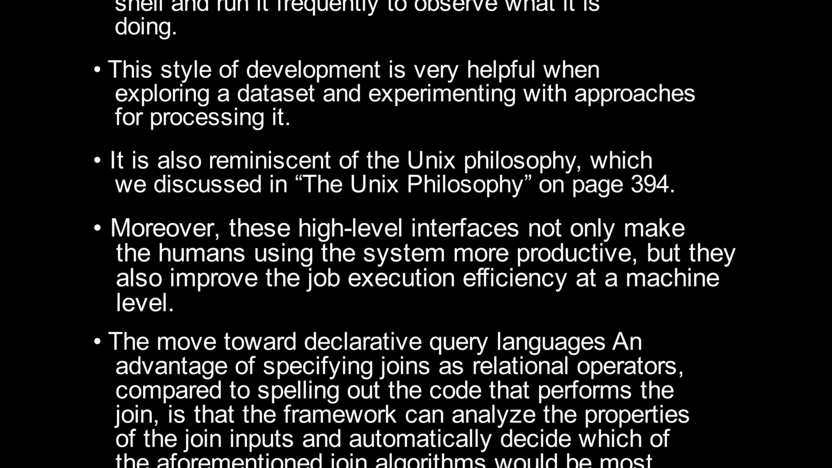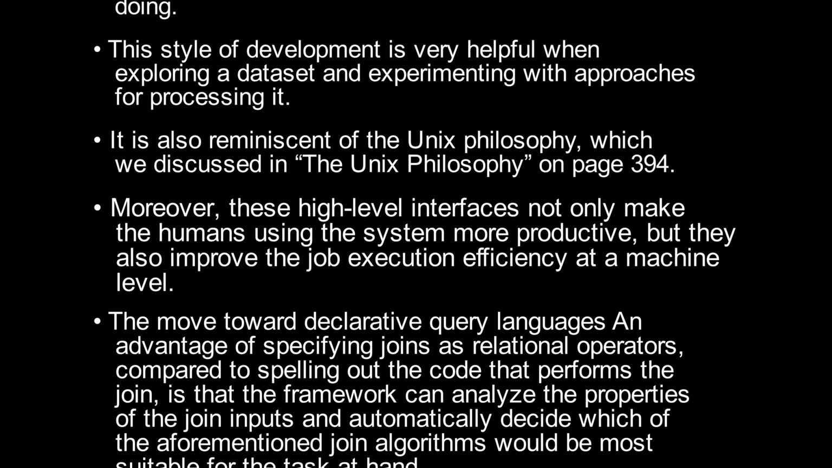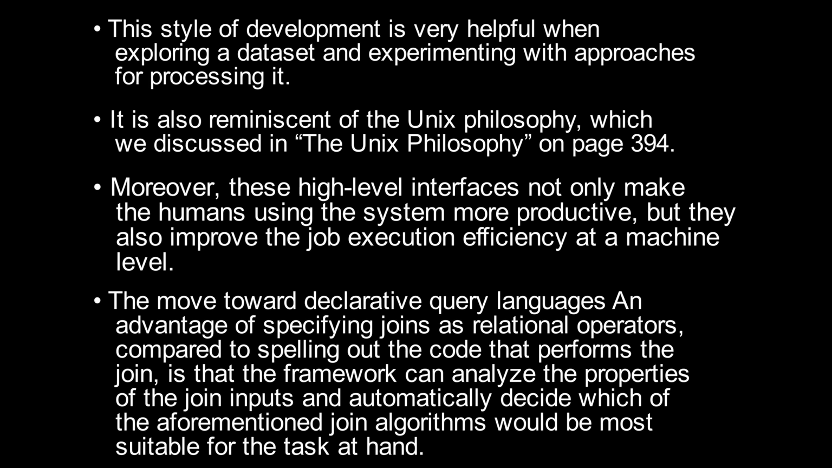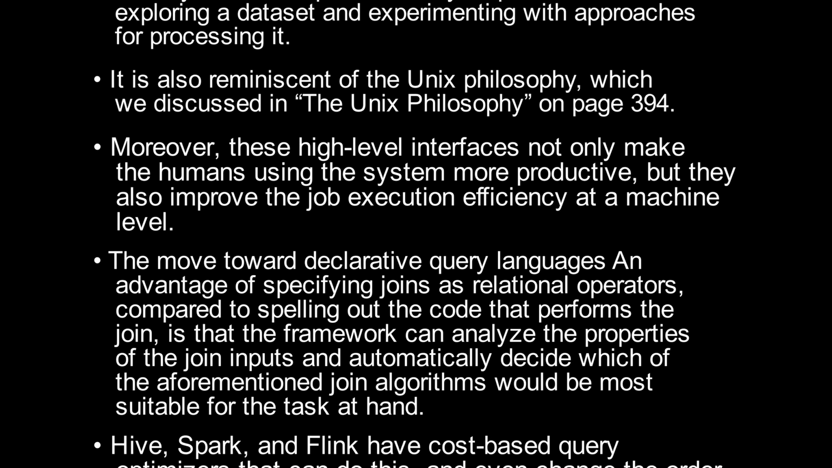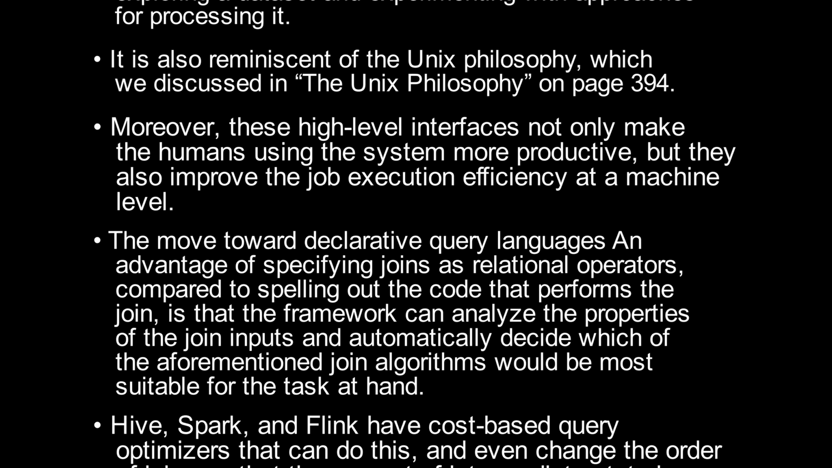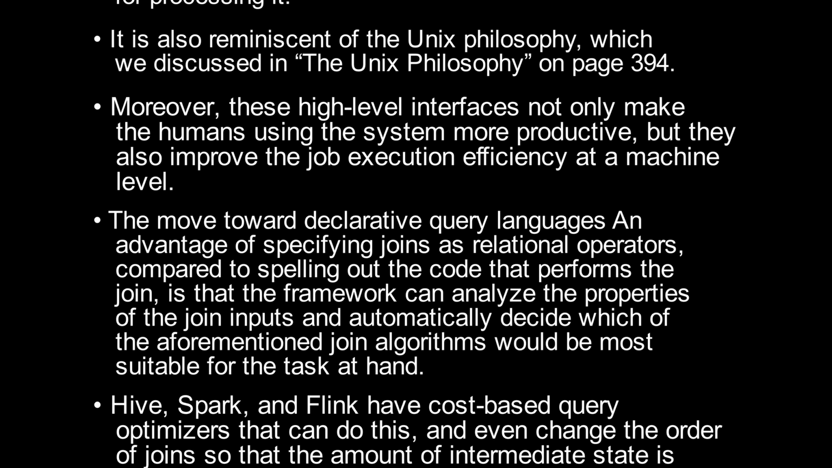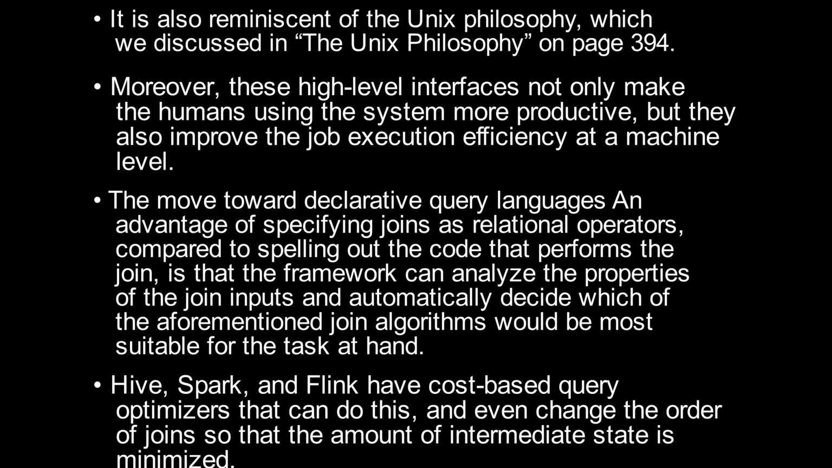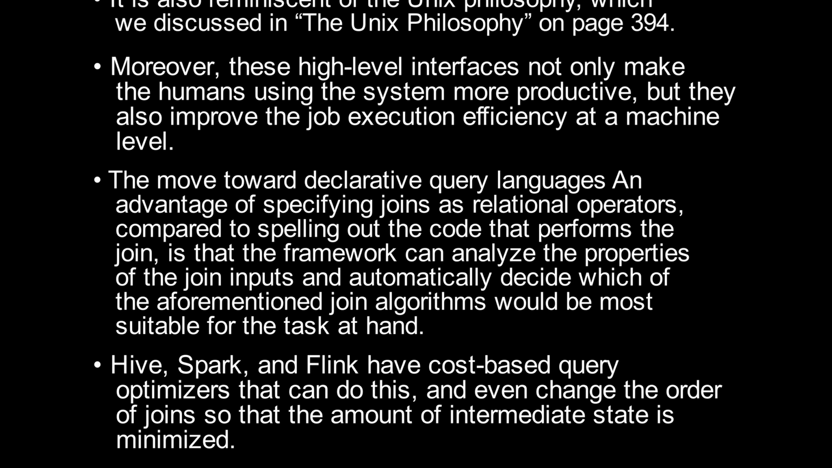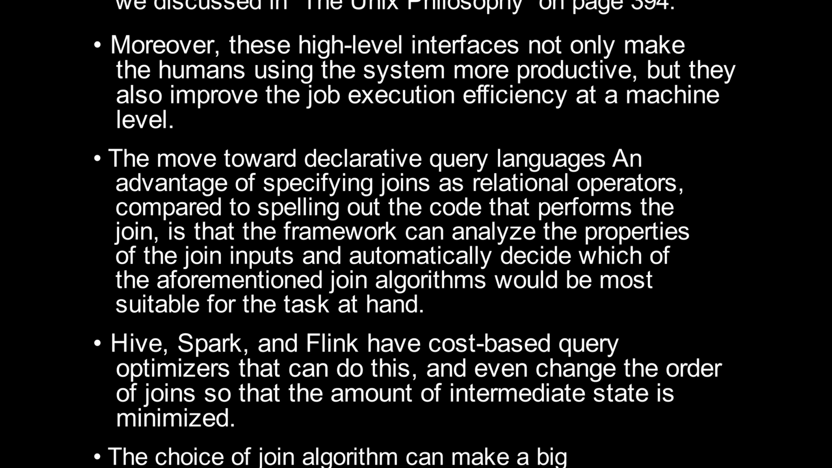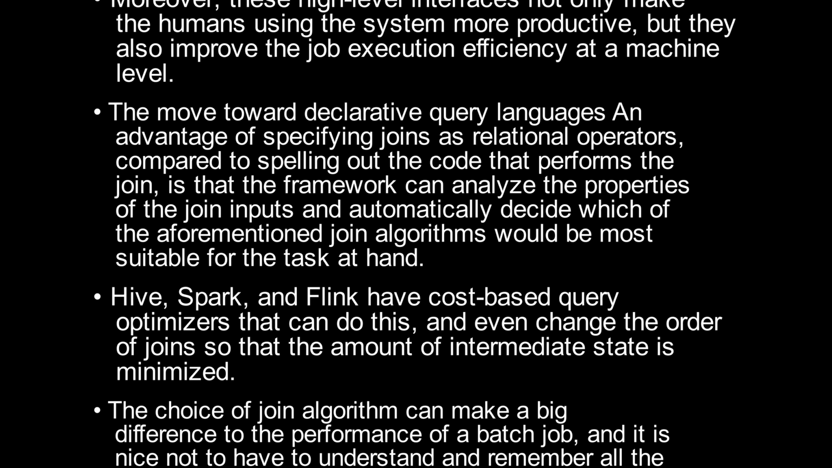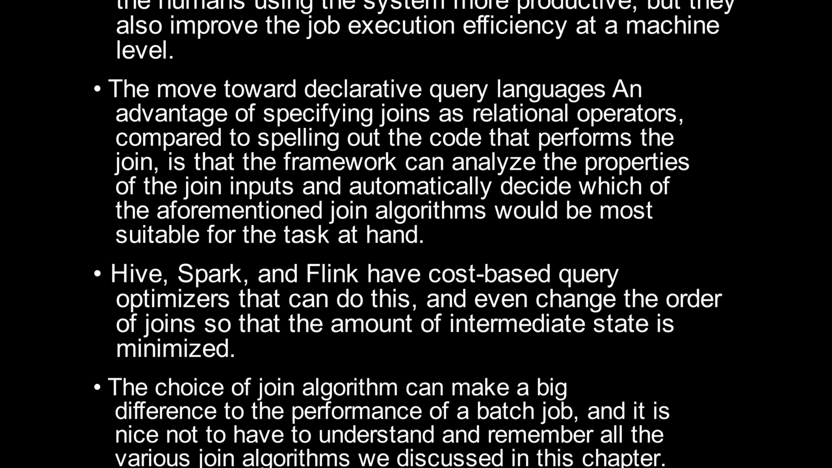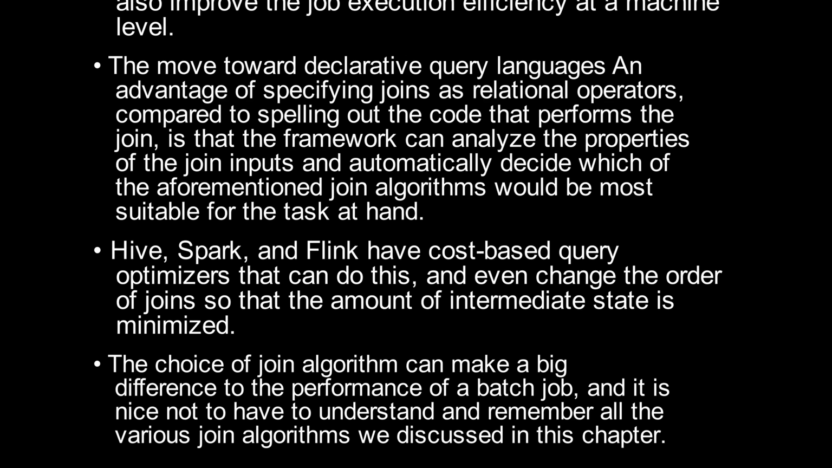The move toward declarative query languages: an advantage of specifying joins as relational operators, compared to spelling out the code that performs the join, is that the framework can analyze the properties of the join inputs and automatically decide which of the aforementioned join algorithms would be most suitable for the task at hand. Hive, Spark, and Flink have cost-based query optimizers that can do this, and even change the order of joins so that the amount of intermediate state is minimized.